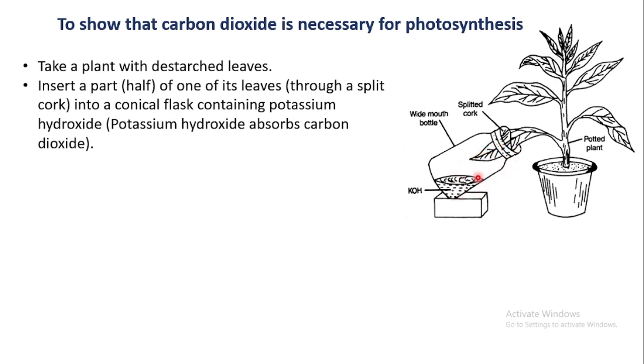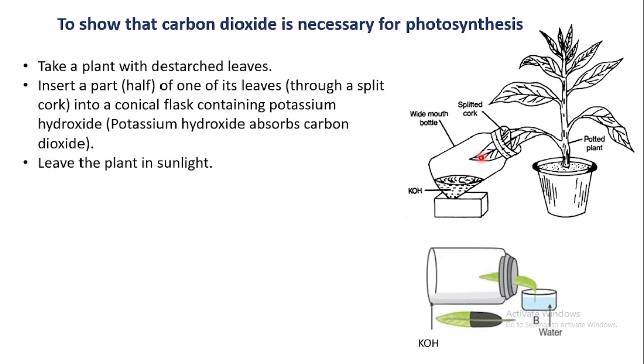or a jar. Now this jar contains potassium hydroxide. Can you see potassium hydroxide here? Now what this potassium hydroxide does is it absorbs the carbon dioxide. So whatever carbon dioxide was there in the air in the jar is also absorbed by this potassium hydroxide. So now this half part of the leaf is not exposed to carbon dioxide at all. Now leave the plant in sunlight, and then you test it.